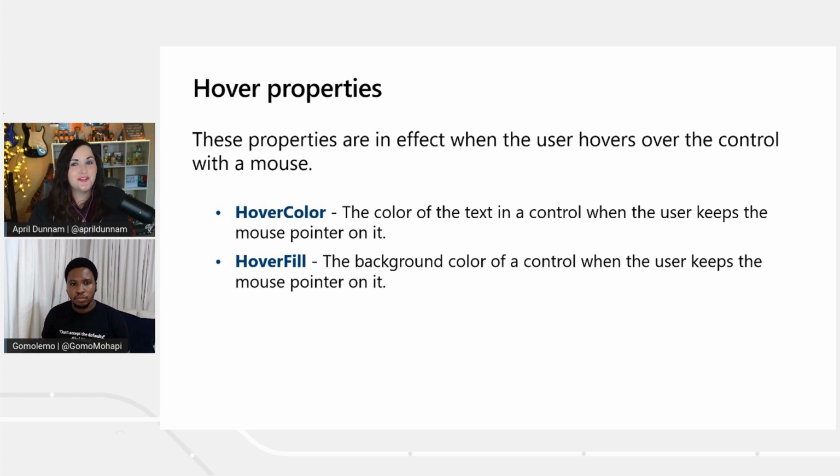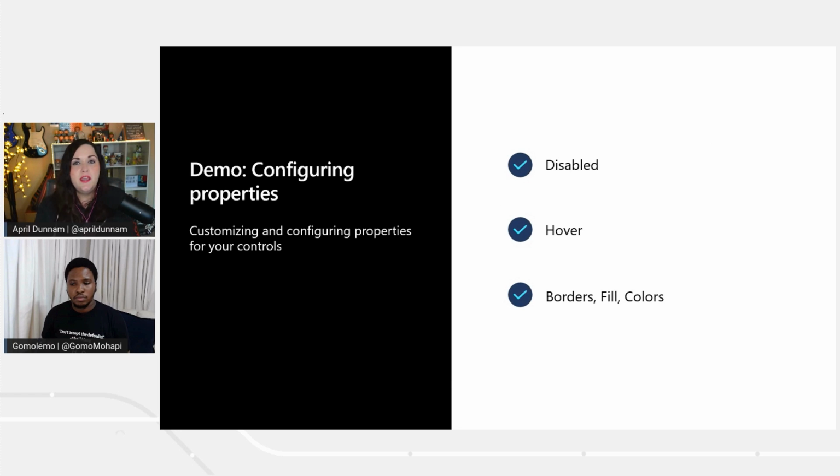Lots of properties we just talked about. Why don't we also walk through a demo here where we can show how to configure and customize these individual properties, and maybe walk through an example of that disabled property and how we would use that in the hover property and those border fills and colors. Would you like to walk us through that?